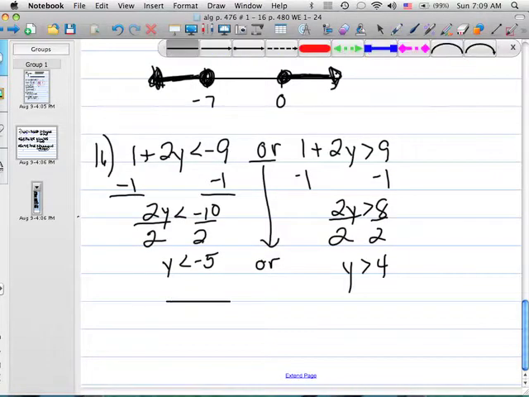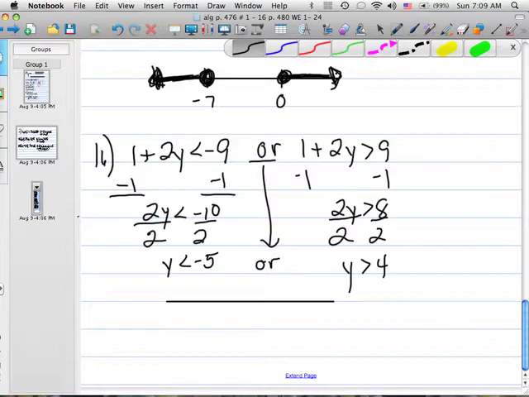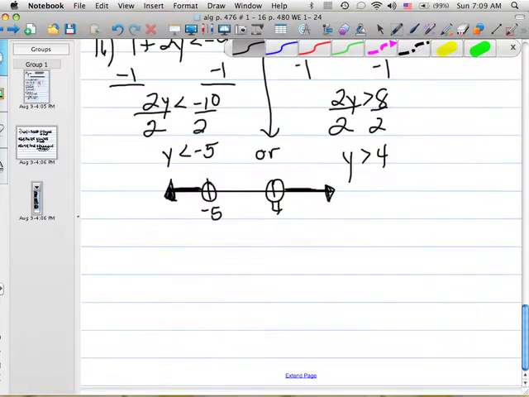Compound sentence connected by or. So we have two arrows going in opposite directions. Here's negative 5, here's 4. It's less than, open circle, shaded to the left, solid arrow. Greater than, open circle, shaded to the right, solid arrow.